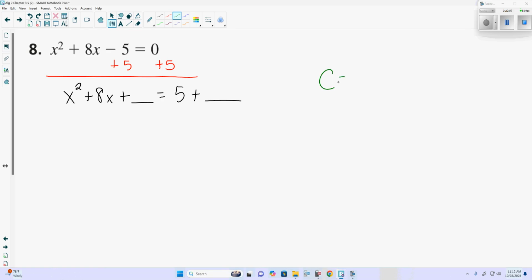Step number 3 is to find the value of c, which would be b over 2 squared. At this point here, we'd have positive 8 over 2.